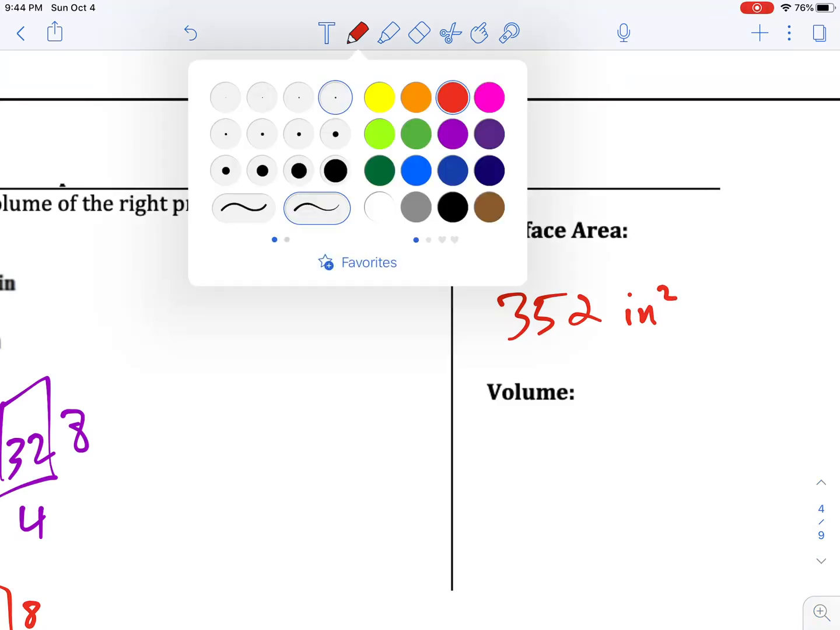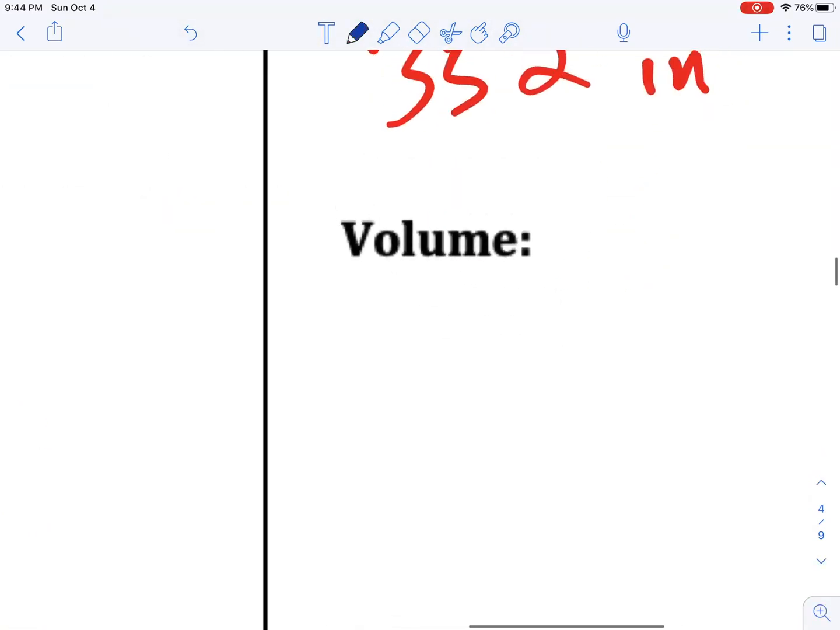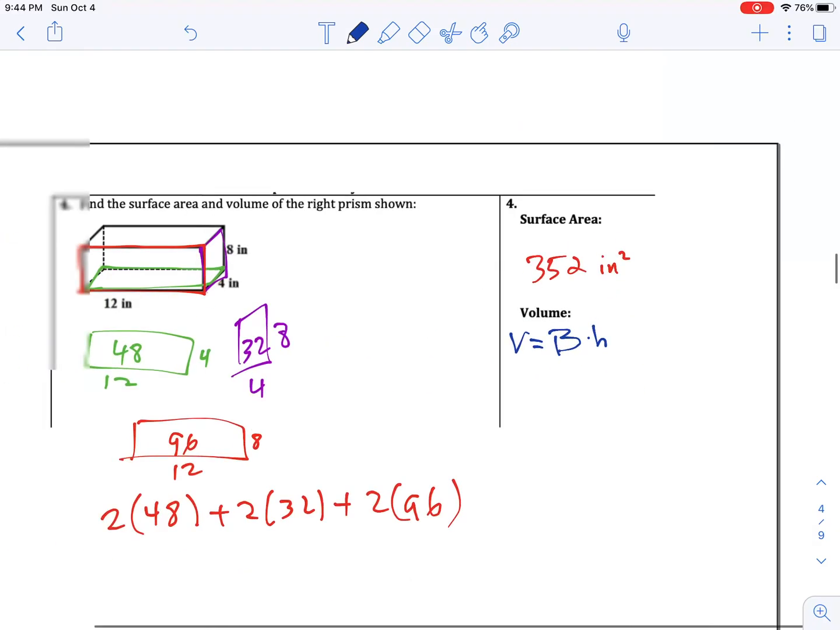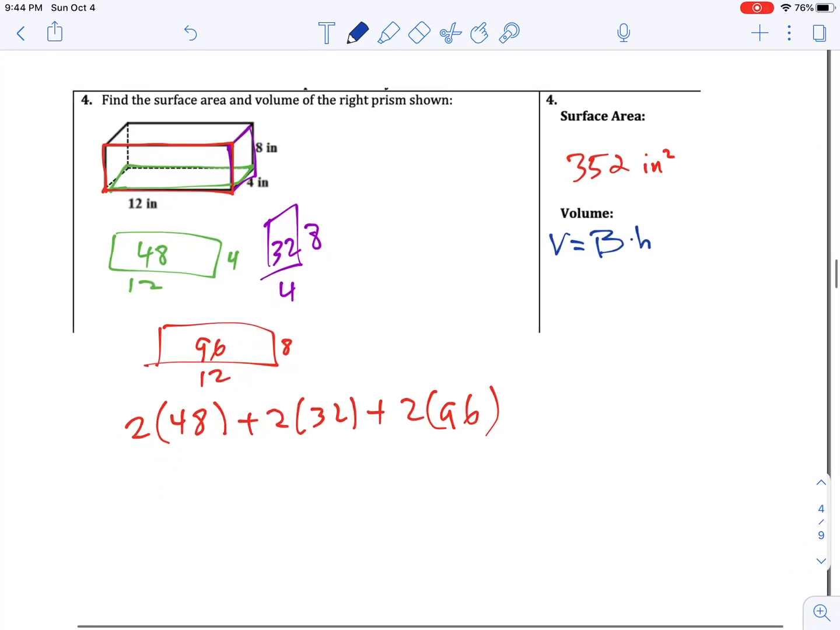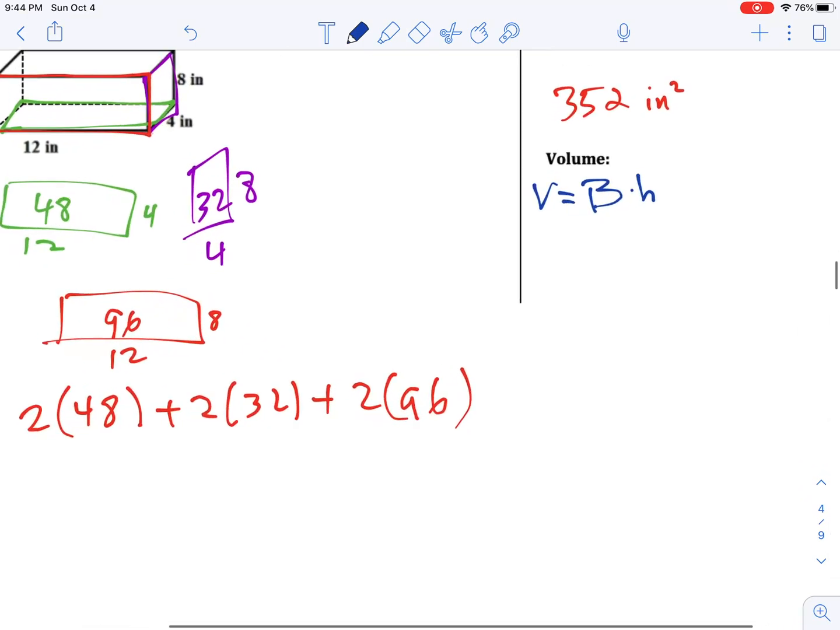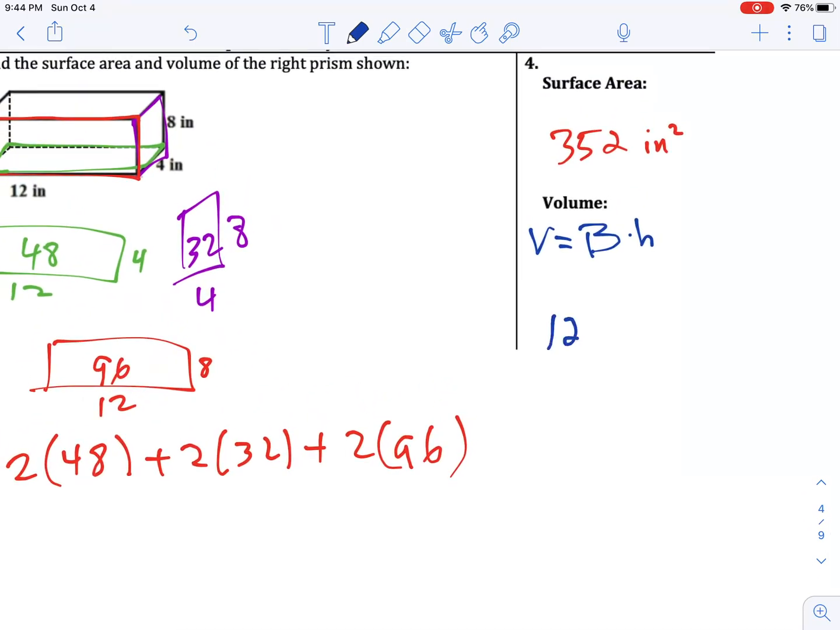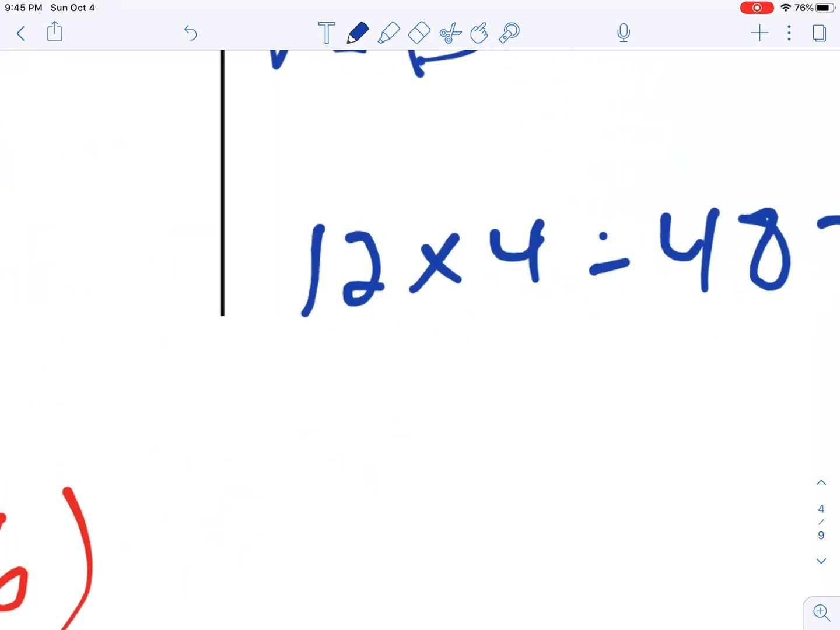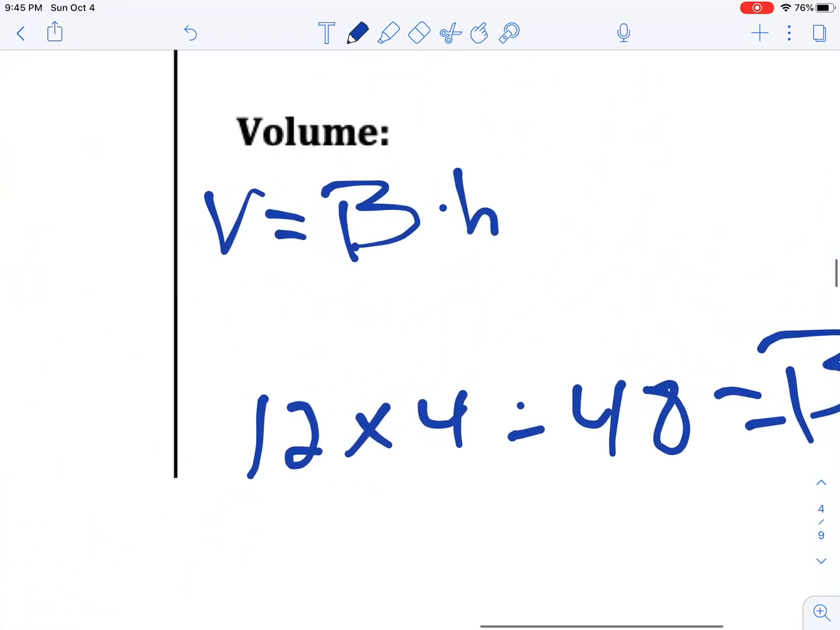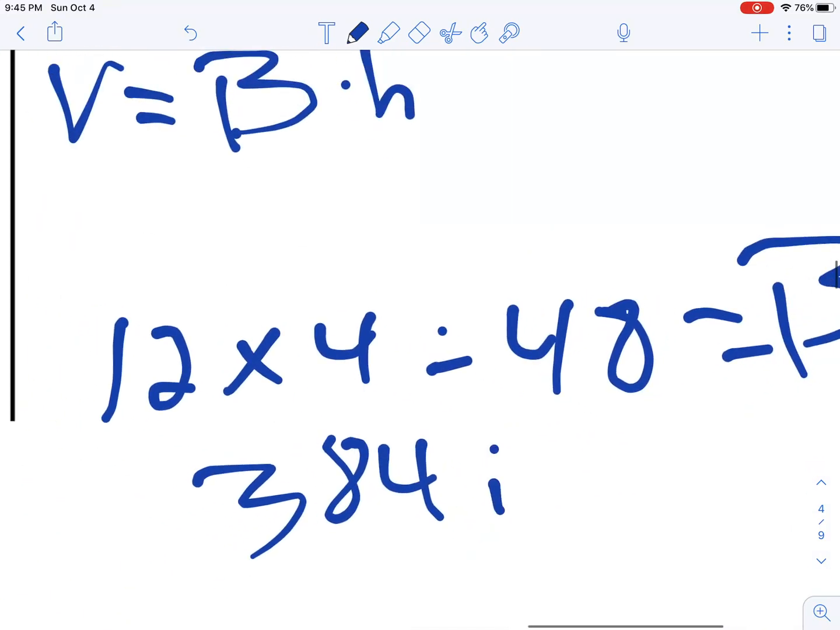Okay, formula for volume of a prism or a cylinder. Volume is area of the base times the height. Okay, well, the base was that green rectangle, so we're going to do 12 times 4 was the 48. That's equal to capital B, and then the height is 8. 48 times 8 gives us a grand total of 384 cubic inches. Okay, area of the base times the height.